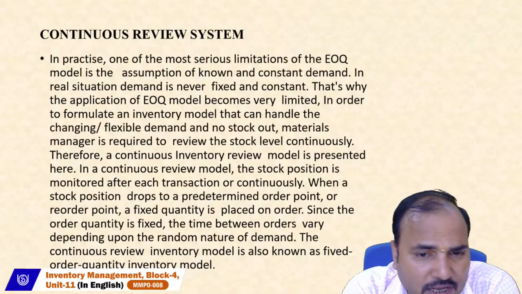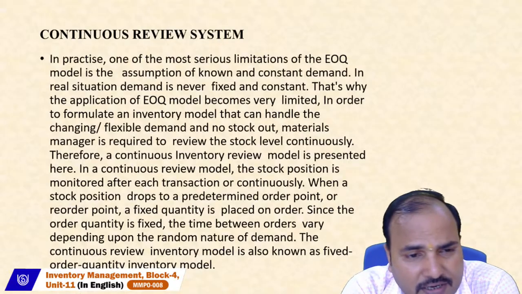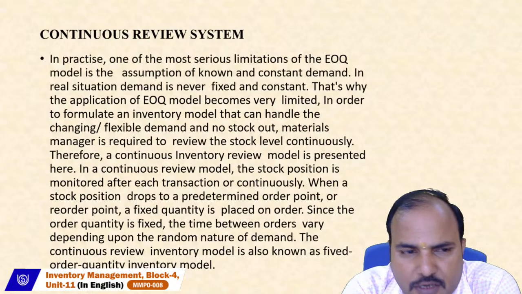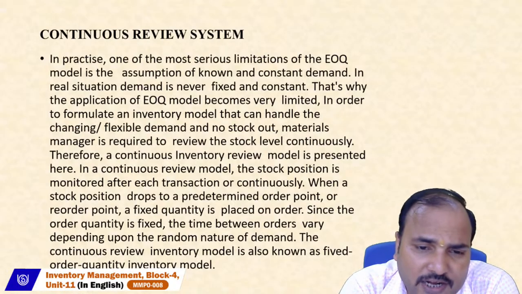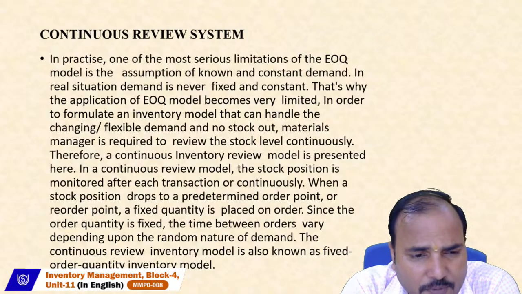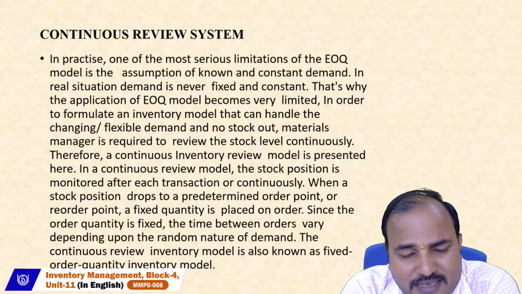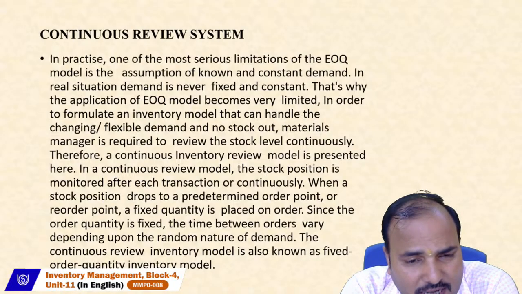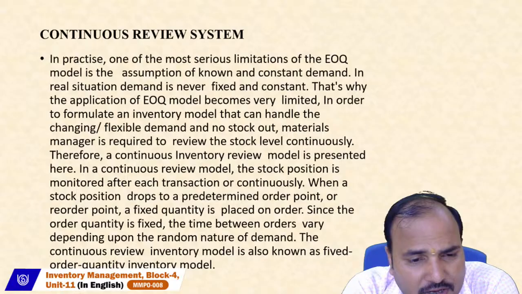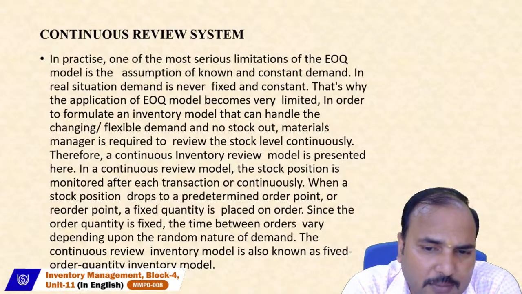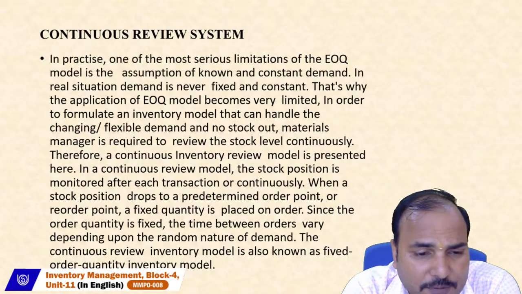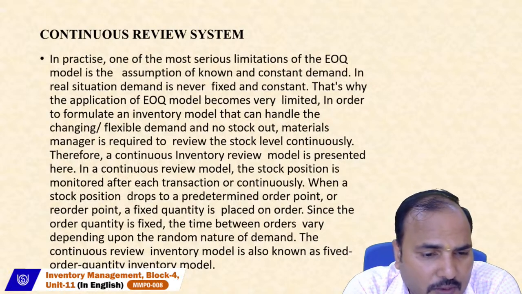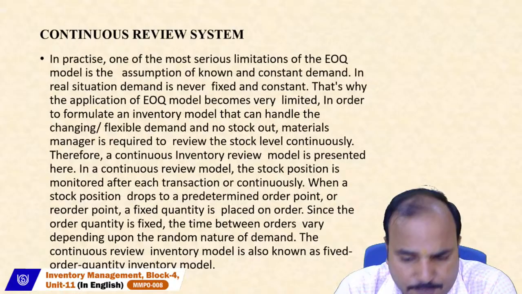In a continuous review model, the stock position is monitored after each transaction, or continuously. When the stock position drops to a predetermined order point or reorder point, a fixed quantity is placed on order. Since the order quantity is fixed, the time between the orders varies depending upon the random nature of demand. This continuous review inventory model is also known as the fixed order quantity inventory model.